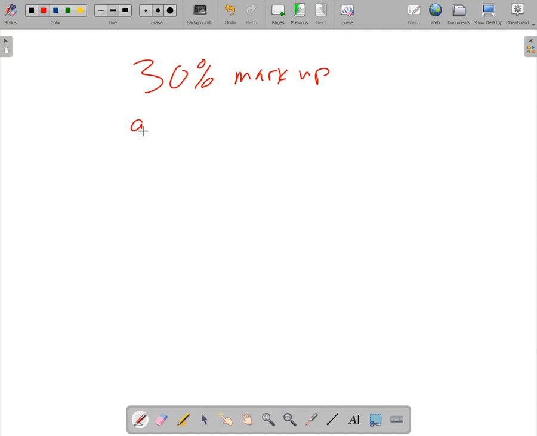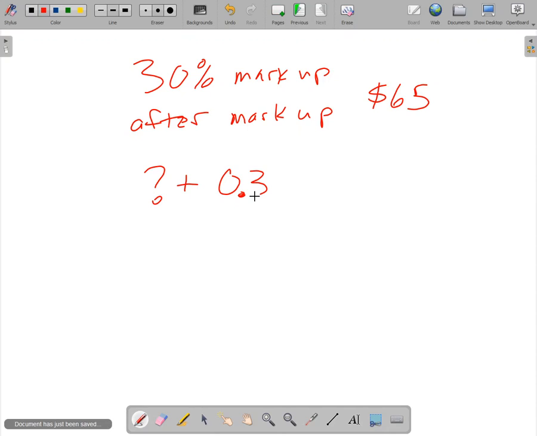And we know that after the markup is where we get the $65. So the process to make that happen was I have some initial amount, let's call it question mark, and then I want to add on to that initial amount 30% of it, whatever it happens to be. That's where I get the 65. So the 30% has to be times the original amount, not the 65.